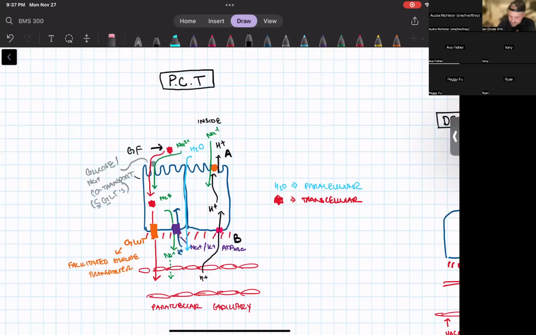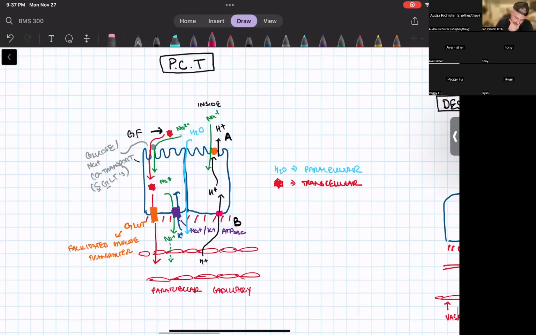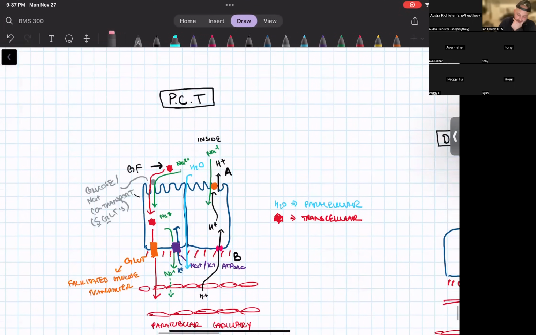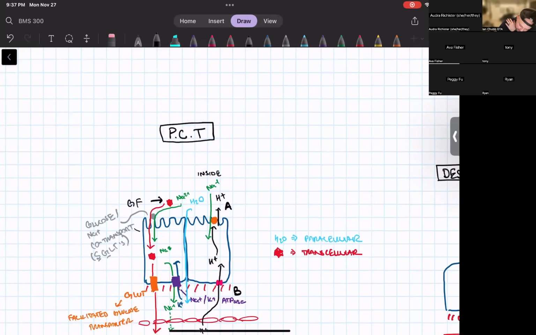So talking about the PCT, the proximal convoluted tubule. We have a few things that are going on here. First big one is we need to absorb a few really important things. The first big one is we need to absorb our glucose. And we need to absorb our amino acids. We don't want to be urinating or getting rid of glucose or our proteins. So these are two big things we want to take out of the nephron and put back into our blood.